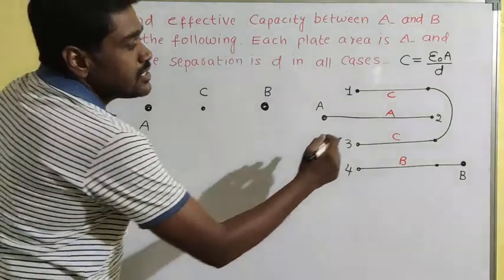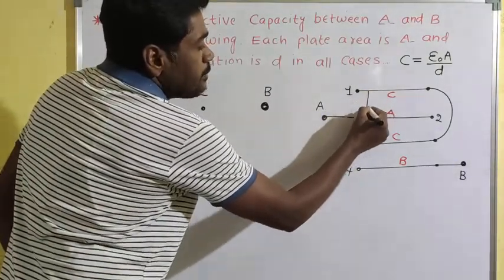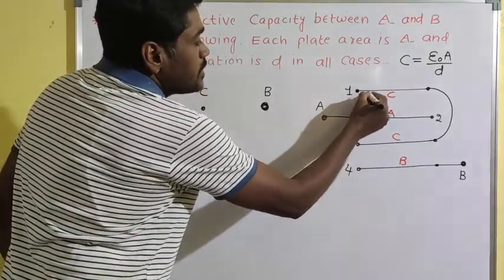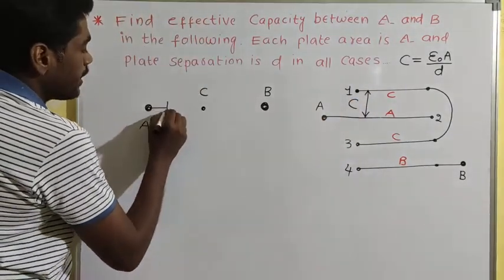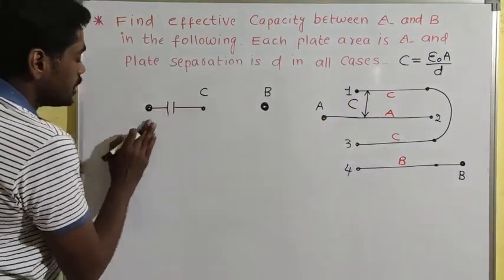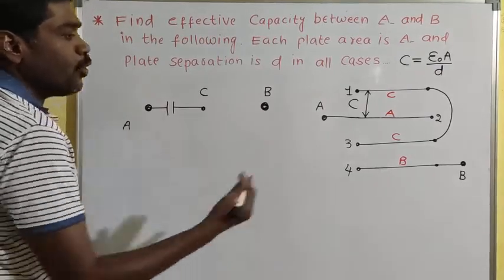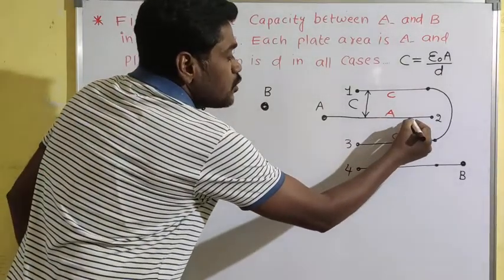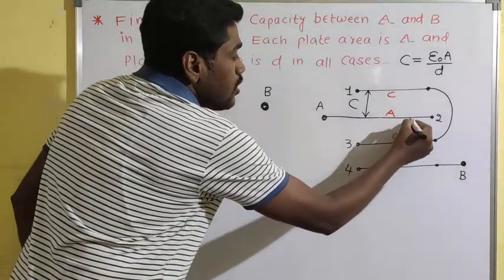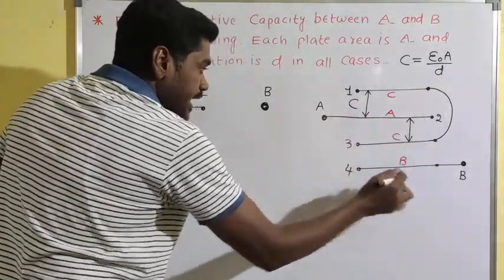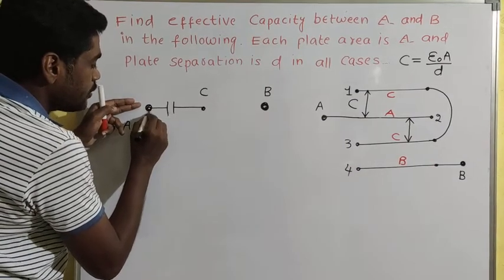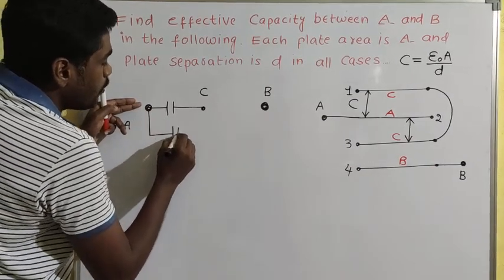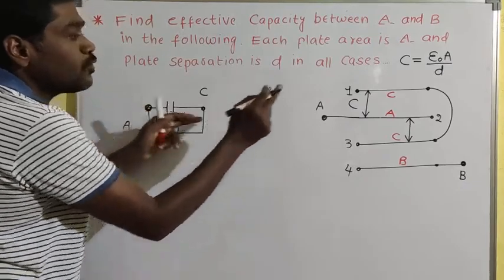Now you count. Sir, from C to A, one plate separation is there. Yes, one capacitor is forming. That is C. Therefore, C to A, I am connecting one capacitor. Next, A to C is also one more capacitor. Very nice. So C to A is done. Then A to C: one more capacitor between A and C only is there.